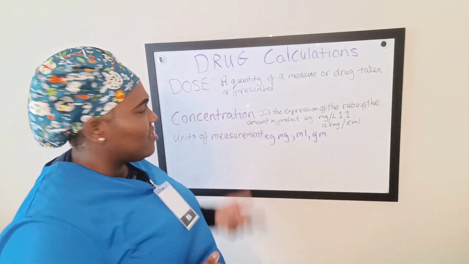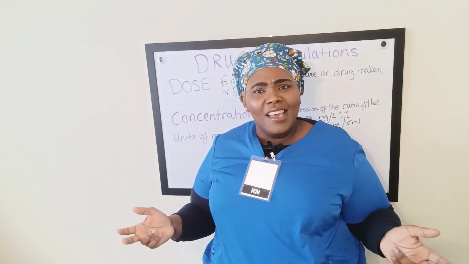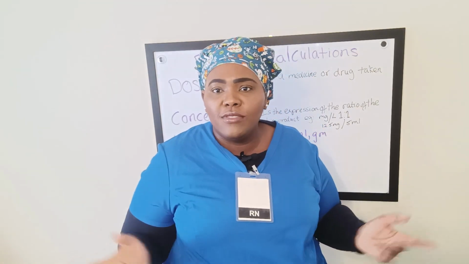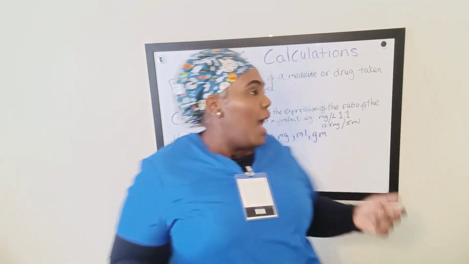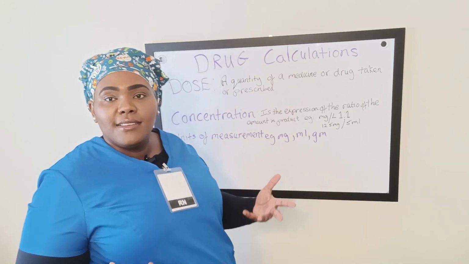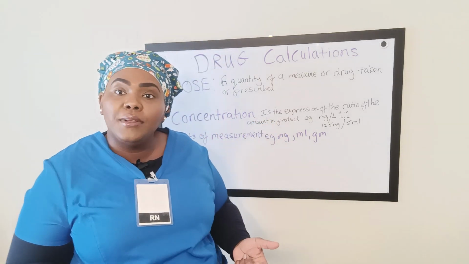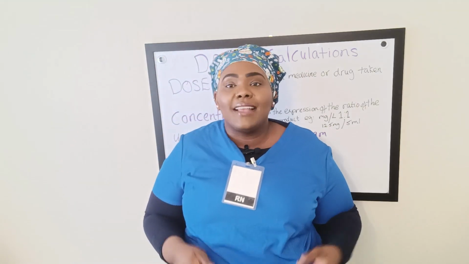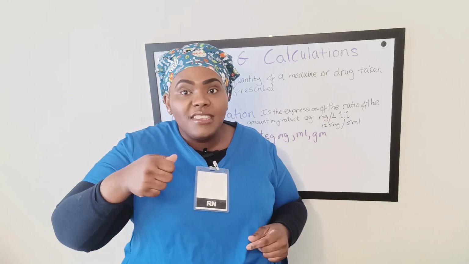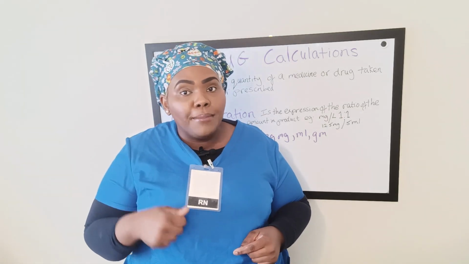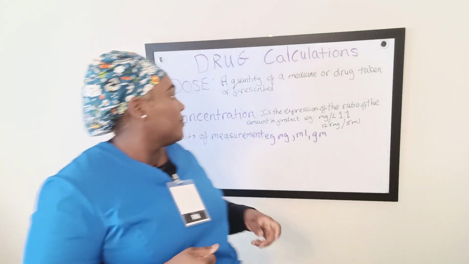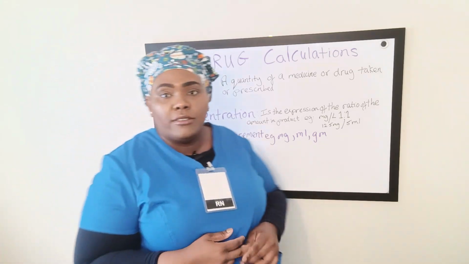So what is a dose? We always see that word. One dose, or the patient is going to have medication ordered for like 12 doses. A dose is a quantity of medicine that is taken or prescribed for a patient. For example, we could give them a teaspoon, that's a dose. Not the entire bottle. The dose is how much you take from the bottle that is prescribed and measured for that patient. Then we have concentration.